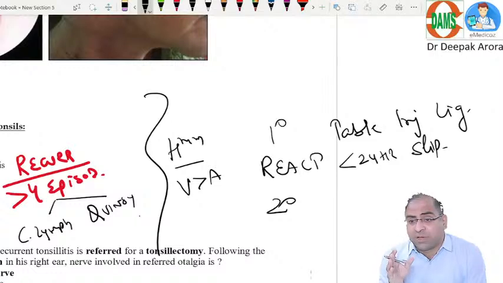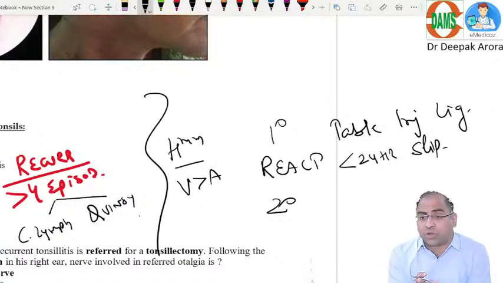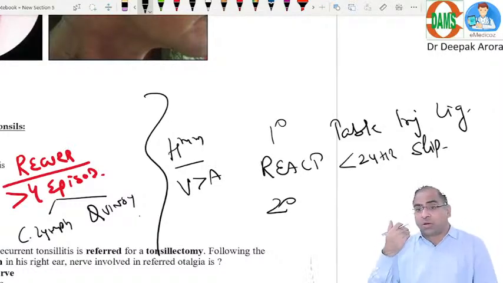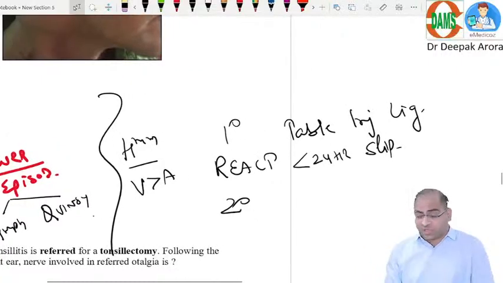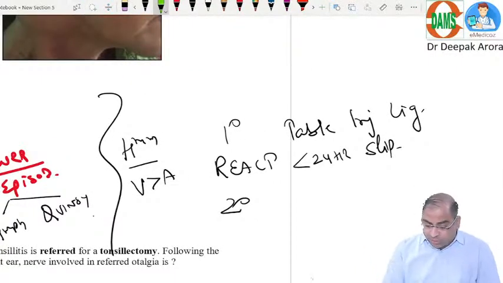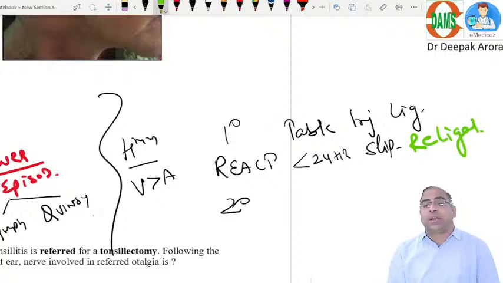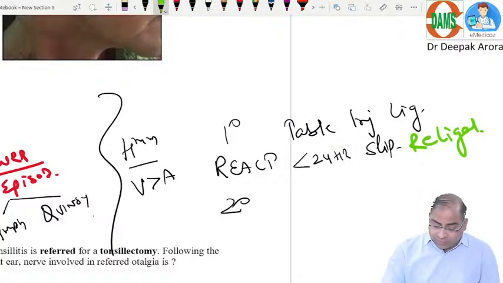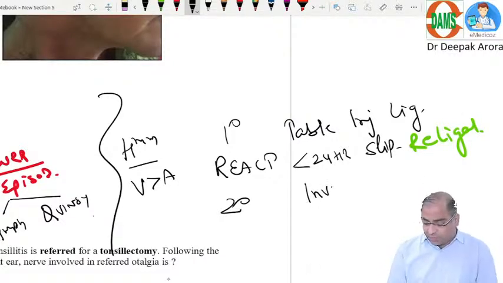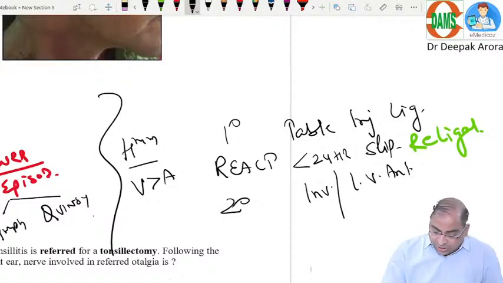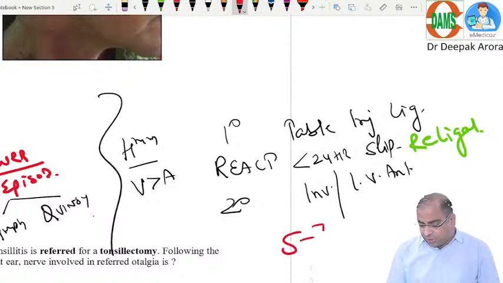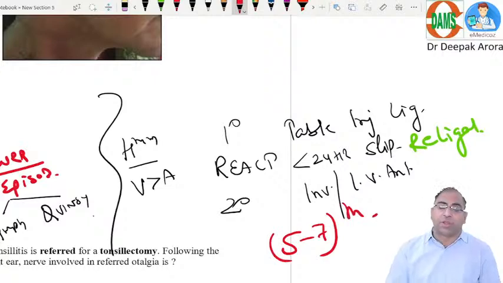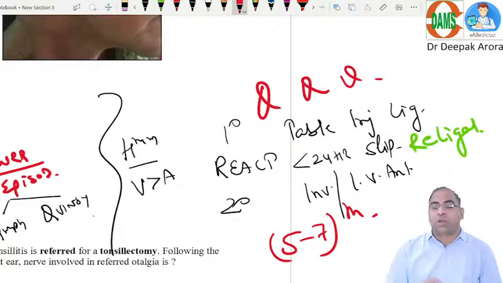Surgery was uneventful. Patient was shifted to the recovery room where there was some blood clot in the oral cavity. It is reactionary, and what we have to do is take the patient back to OT and religate the vessel. Secondary is after 24 hours. It is because of infection. Treatment is IV antibiotics. On which day is it commonly seen? It is commonly between the 5th to 7th day. Important topic. 1 MCQ expected on tonsillectomy.